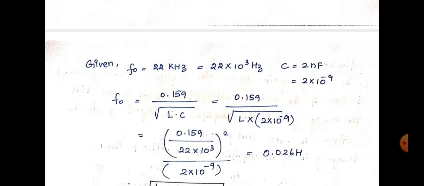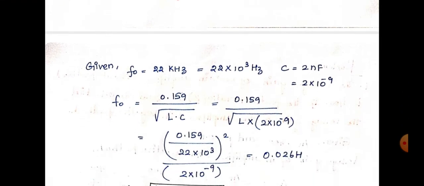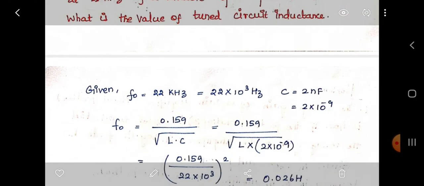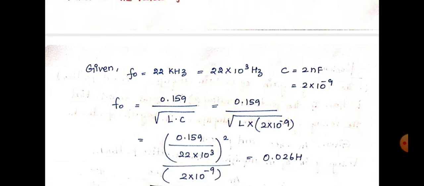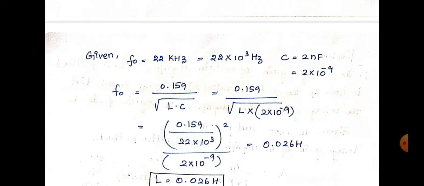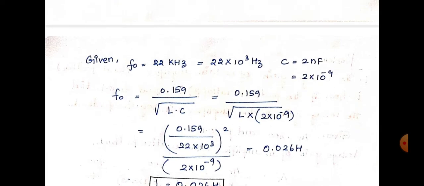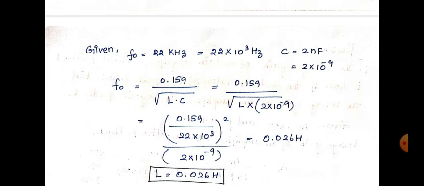For the tuned circuit, the resonant frequency formula is F0 is equal to 0.159 divided by root of LC. So 0.159 divided by root of L into C. You are going to find the L value. We place the F0 value given in the question: F0 is 22 kilohertz, 10 to the power of 3. C is 2 nanofarad, nano means 10 to the power of minus 9. So you substitute the values; you need only L.